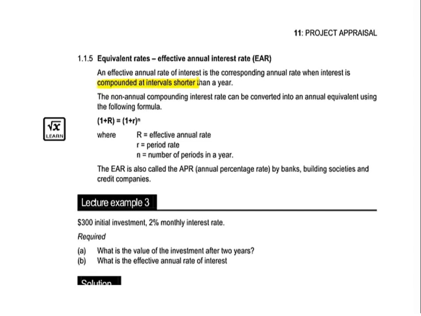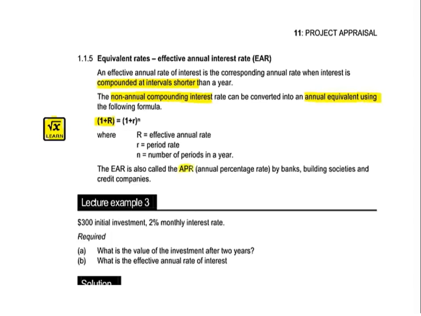And so what we need to do is, if we're given a non-annual compounding rate, we need to calculate an annual equivalent rate or an effective annual interest rate. And the way that we do that is by using this formula, which you need to learn. So 1 plus the effective annual rate is equal to 1 plus r, where r is the period rate, to the power n, so the number of periods in a year.